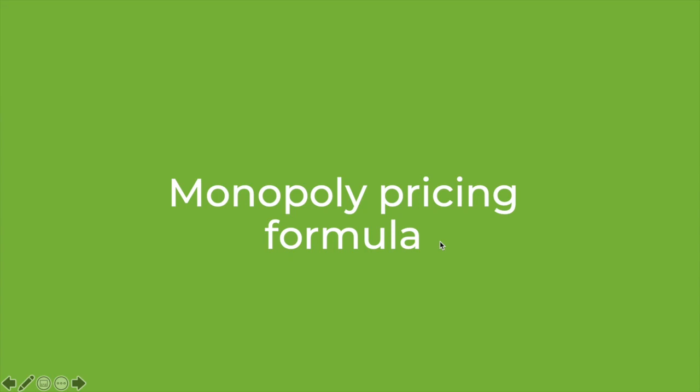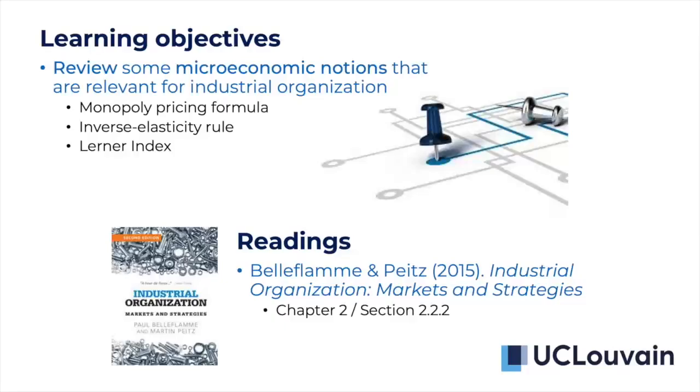In this presentation I want to explain briefly how to derive the monopoly pricing formula. In terms of learning objectives, we're still reviewing some important microeconomic notions. Here we focus on the monopoly pricing formula, which is also called the inverse elasticity rule, and we will introduce a very important concept to measure market power, which is called the Lerner index. If you want some background reading, what we are presenting here is also presented in section 2.2.2 of the textbook.